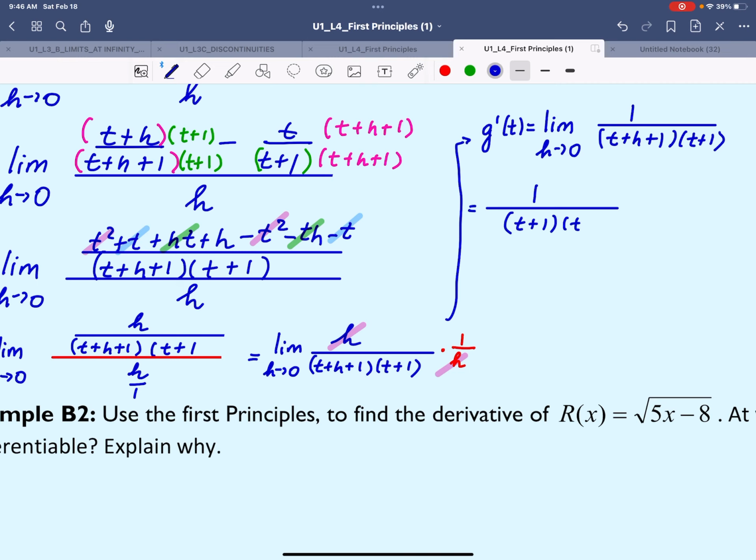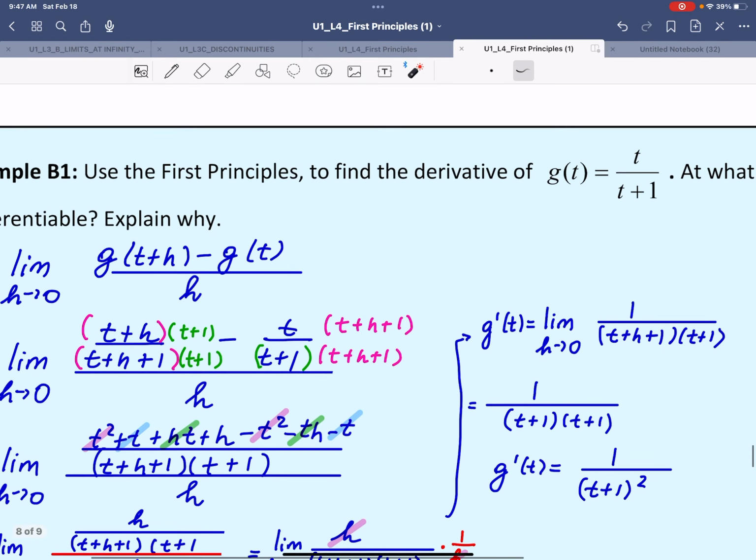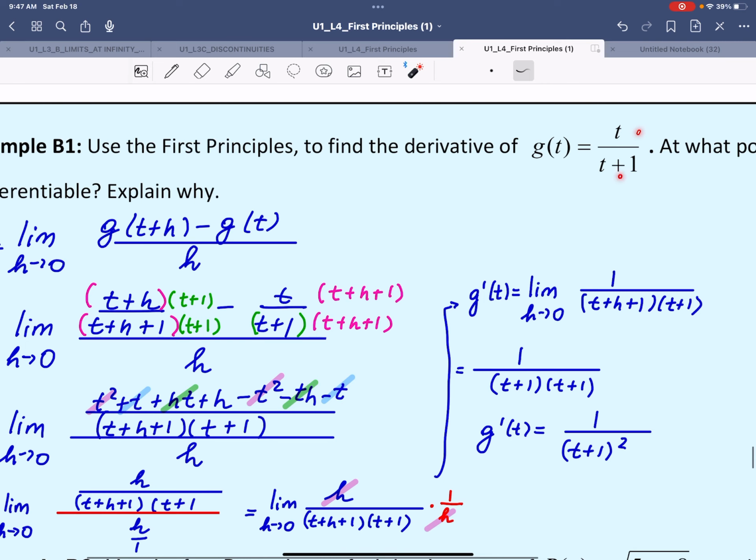And then times t plus 1. So therefore, we're going to say that g prime of t would equal 1 over (t plus 1) squared. As you can see, the derivative of a function is a function on its own, and in our case, it is a rational function. So the function is g(t) equals t over t plus 1, and the derivative of it at any point t would be 1 over (t plus 1) squared.